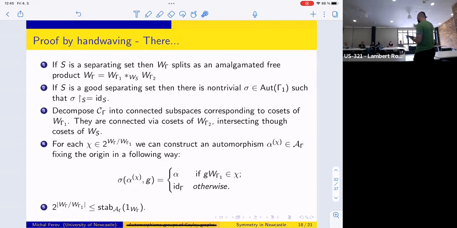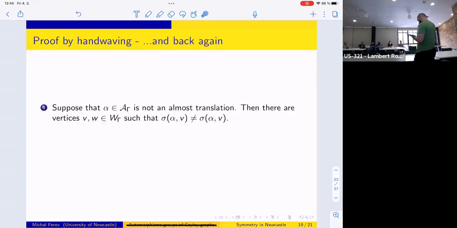This is a decomposition as an amalgamated free product, so there has to be infinitely many cosets. So this will be always infinite. Right, so that's one way. It's not too difficult, but writing it down is a bit annoying. And going the other way is super easy.